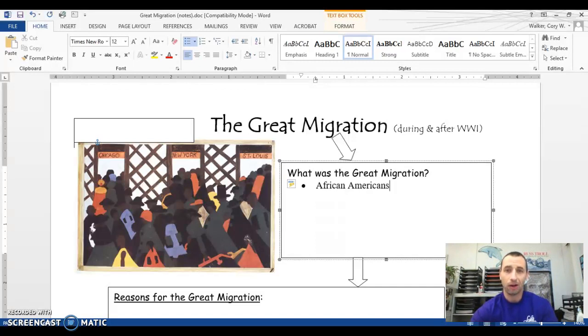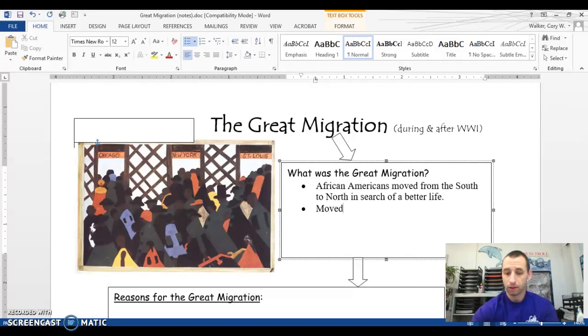This Great Migration involved African Americans, and the event, the Great Migration, was when African Americans moved from the South to mostly the North in search of a better life. Okay, so there it is in a nutshell, one sentence summing it all up.